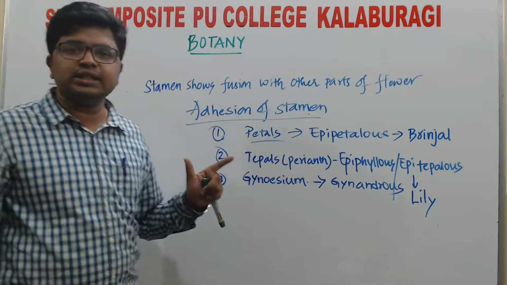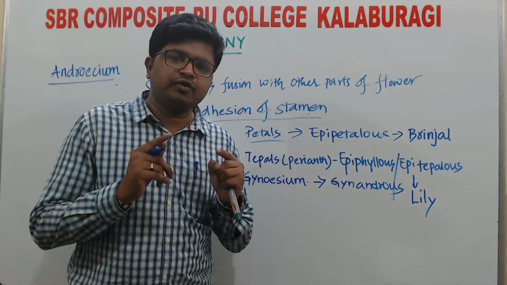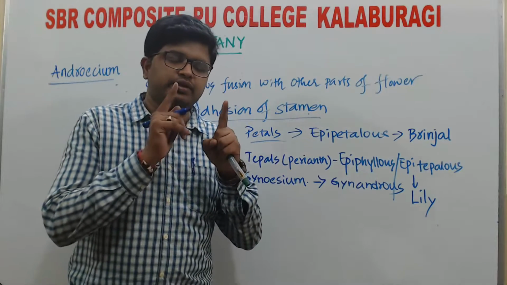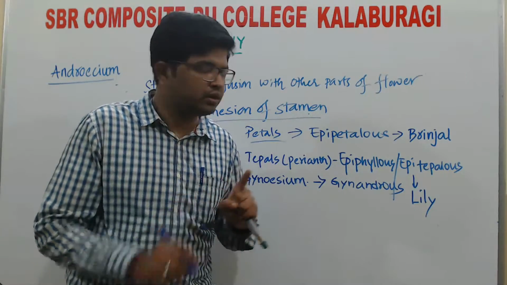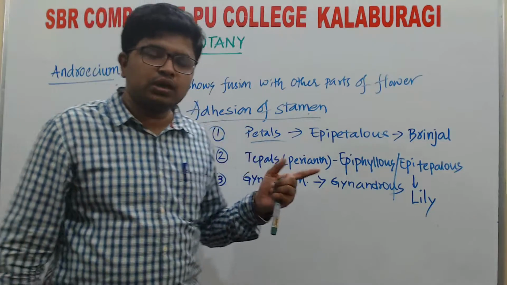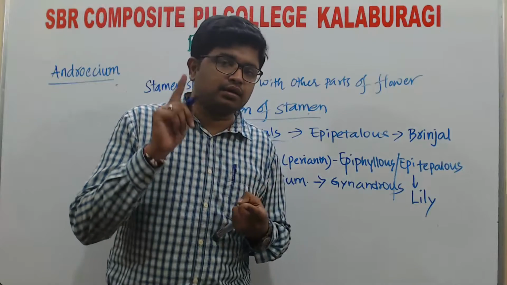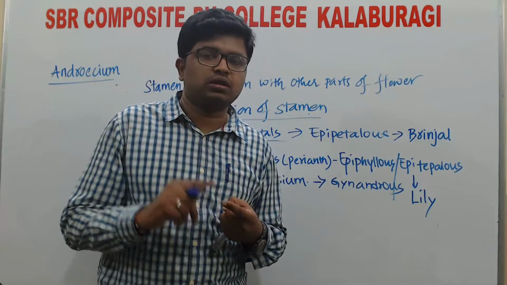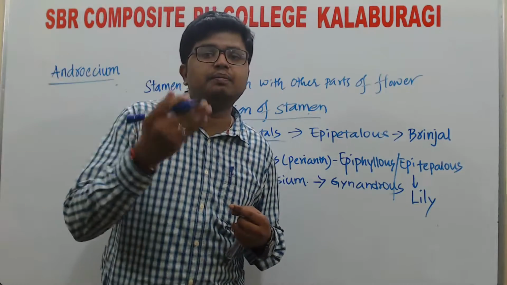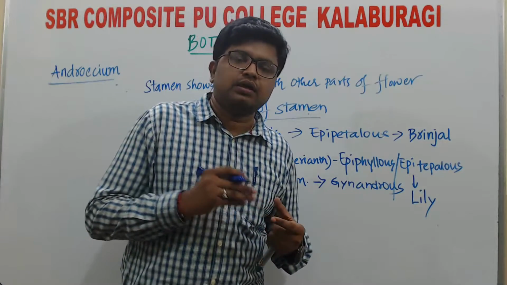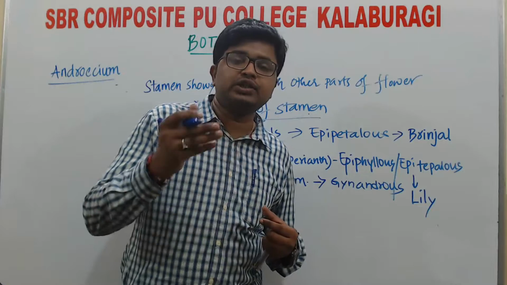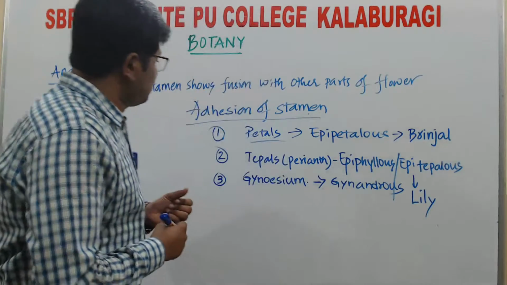So cohesion is that in the same whorl, when the stamen shows fusion with the other stamen, we call it cohesion of stamen. Adhesion of stamen means what? When the stamen shows fusion with other parts like calyx, corolla, or the gynoecium, we call it adhesion of stamens, right?